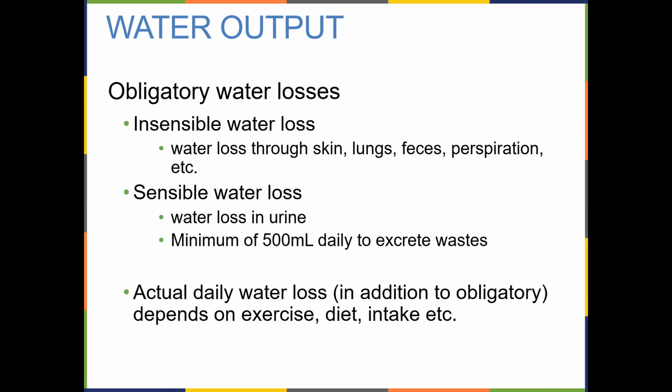Now, water output: the insensible water losses through our skin, through our lungs, through our feces, through perspiration, and then what we call the sensible water losses. So what we pee away, about 1.5 liters.